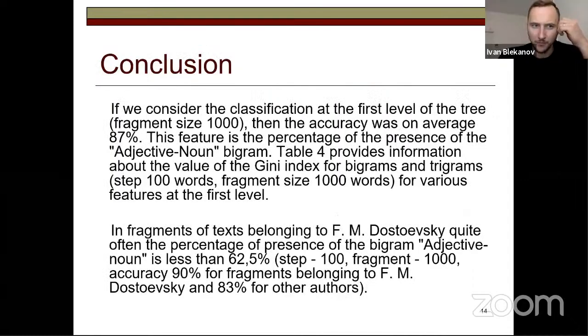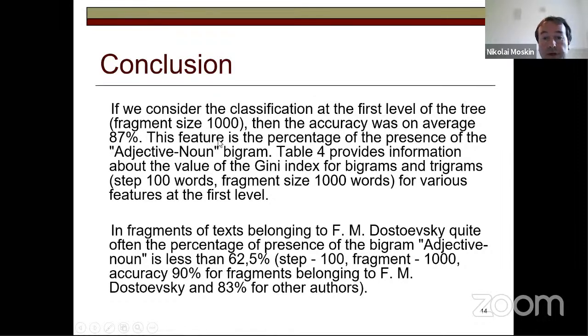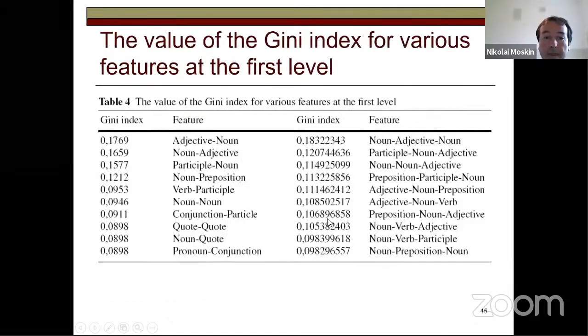If we consider a classification at the first level of the trees, fragment size 1000, then the accuracy was on average 87%. This feature is the percentage of the presence of the bigram adjective-noun. Table 4 provides information about the value of the Gini index. Let's see this table: Gini index and bigrams, different bigrams, or different trigrams.